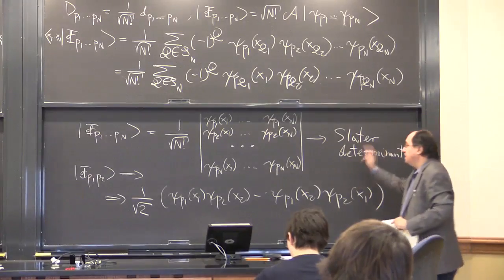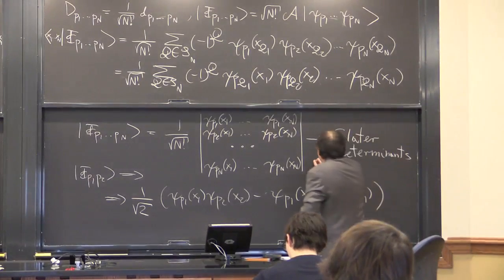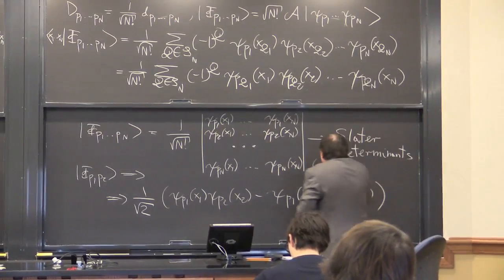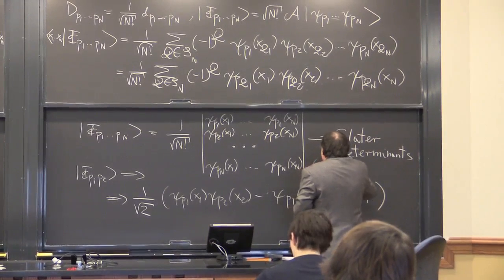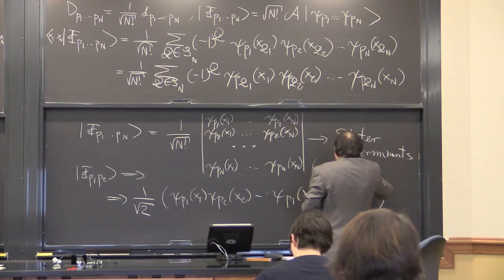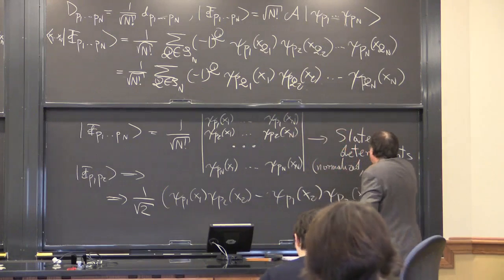Now these Slater determinants, and I'll try to prove this a little bit in a few minutes, not right now, are normalized to unity. They are mutually orthogonal.